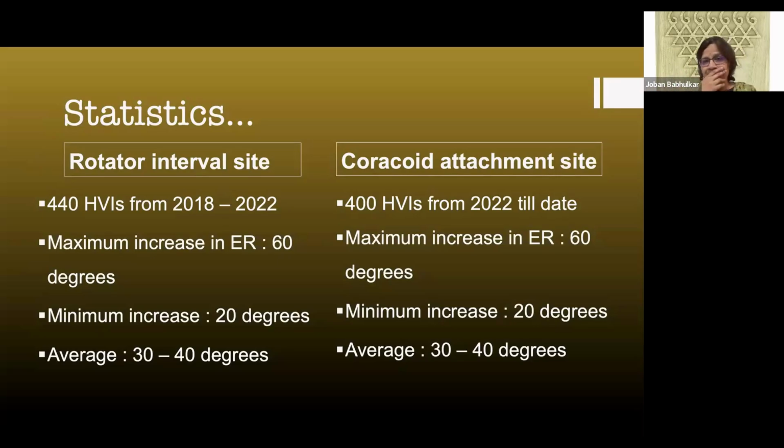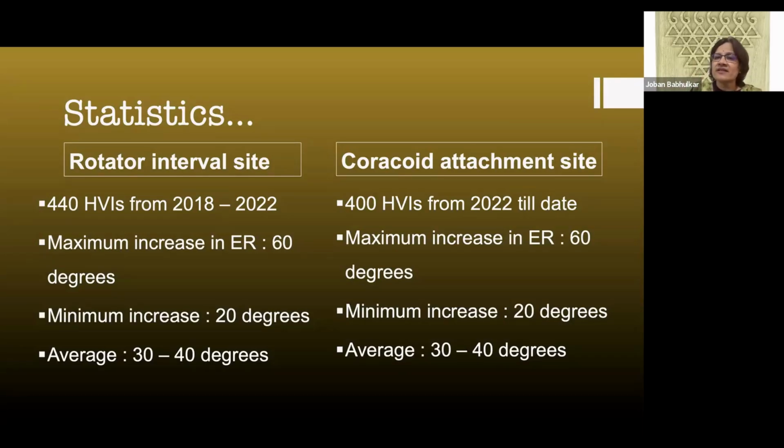I was pretty flabbergasted actually when I prepared this lecture that we have done almost 850 HVIs starting from February 2018. When I presented this at Toledo in 2022, we had just started doing this at the coracoid attachment. But since January of 2022 to date, October 2025, we are only doing it at the coracoid attachment, and the results are absolutely the same.